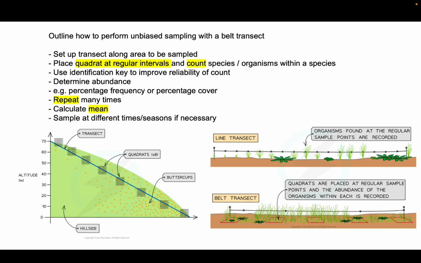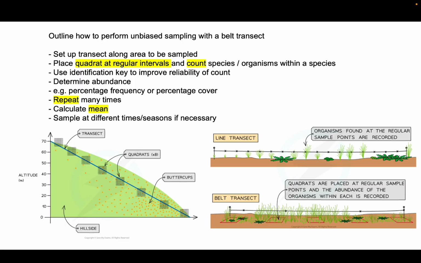And the reason why transects are used is if there is some kind of biotic or abiotic factor that is changing with distance from a certain point. And the method for this is to set up your transect along the area that you're thinking of sampling. Then you're placing your quadrat at regular intervals and counting the species or organisms within the species. Use an identification key again to improve the reliability of the count. Determine your abundance, so percentage frequency or percentage cover. Repeat many times, so once again, maybe 50 times. Calculate a mean, and then if necessary, sample at different times or seasons.